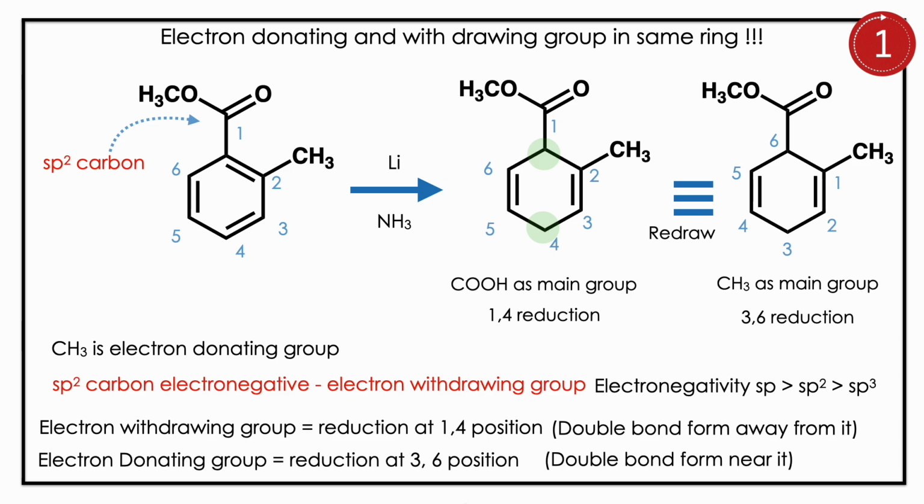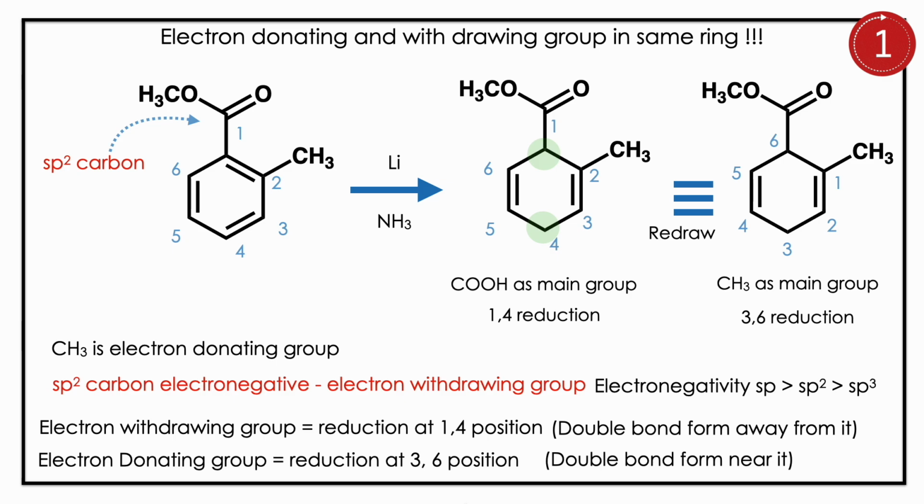So what will form? The double bond forms near the methyl group but away from the ester, because the carbonyl can stabilize the anion. You end up with the final product. Basically, two sets of reduction happen. The relation and numbering are given for information only, not IUPAC nomenclature. So the acid promotes 1,4 and the methyl promotes 3,6.